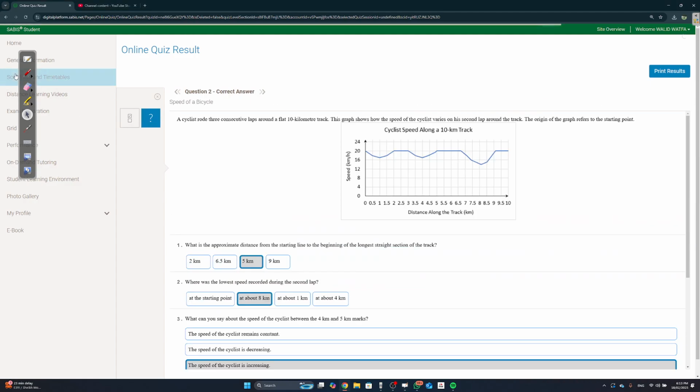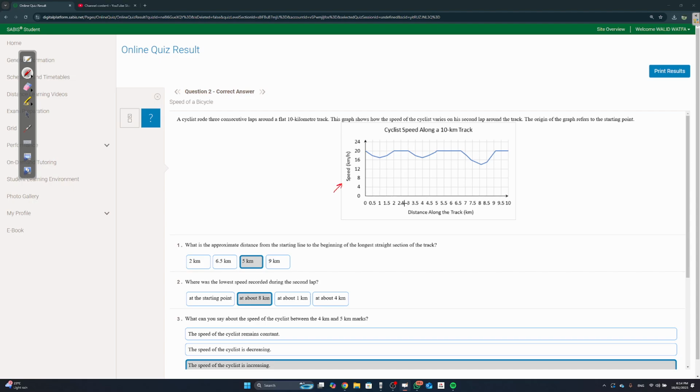Question, this might be the hardest question in the whole quiz. A cyclist rode 3 consecutive laps around a flat 10-kilometer track. This shows how the speed of the cyclist varies on his second lap around the track. The origin of the graph refers to the starting point. What is the approximate distance from the starting line to the beginning of the longest straight section of the track? These questions are kind of weird.